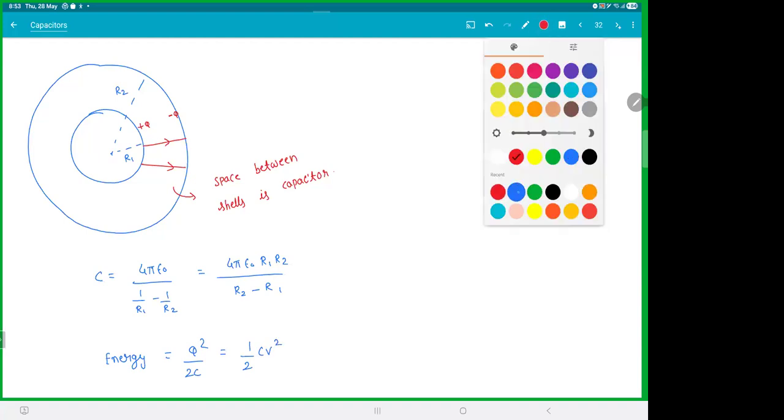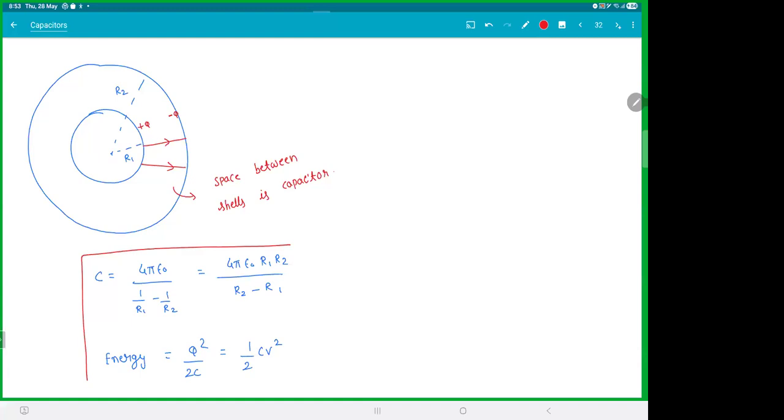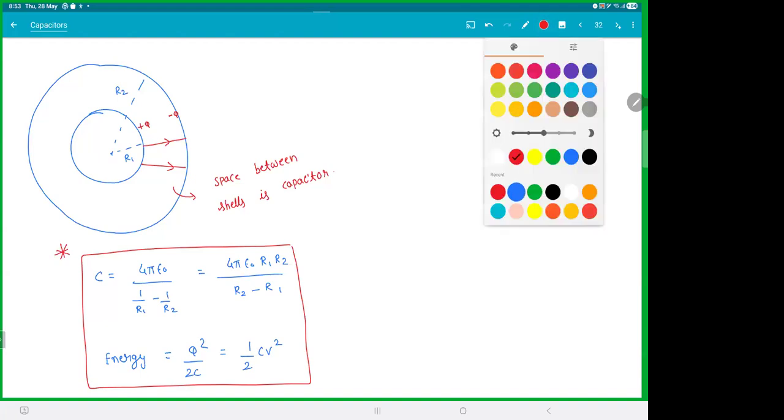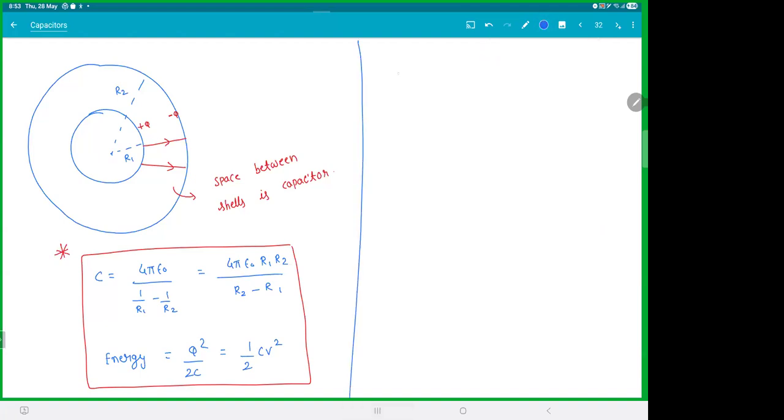Whether it is a parallel plate capacitor or a spherical capacitor, the value, you really can't tell a difference. If I say capacitance is 1 farad, you can't tell whether it is a parallel plate or a spherical one. So now here there is a case. If R2 tends to infinity, look at this. This is another interesting thing. If R2 is infinity, that means there is no outer shell. We get a single shell. So this is a single shell capacitor.